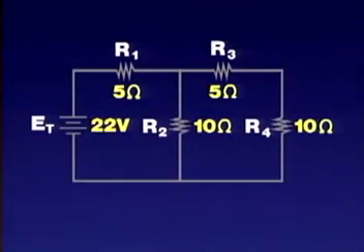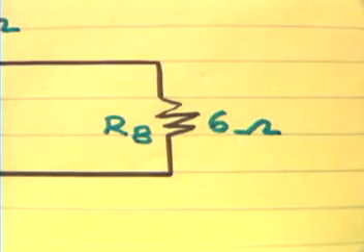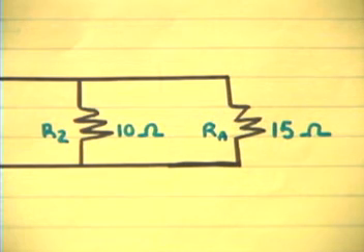Returning to the schematic, RB represents the equivalent resistance of R2 and RA, which are connected in parallel with each other.